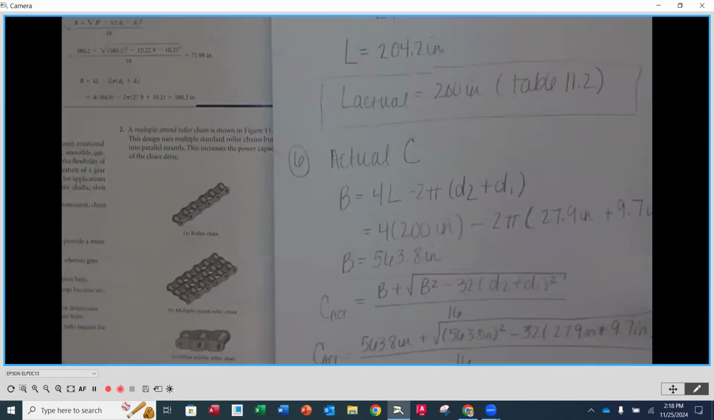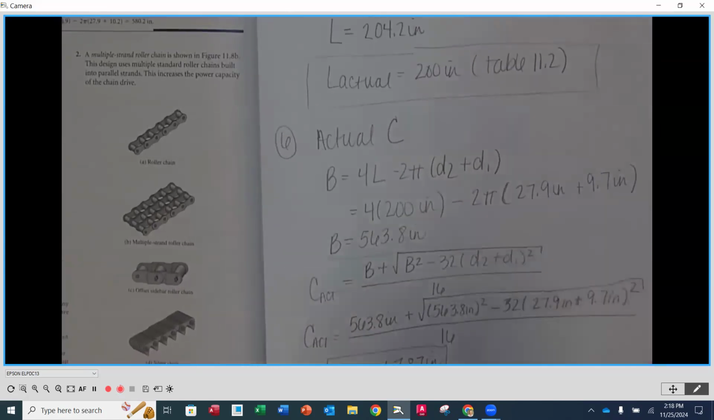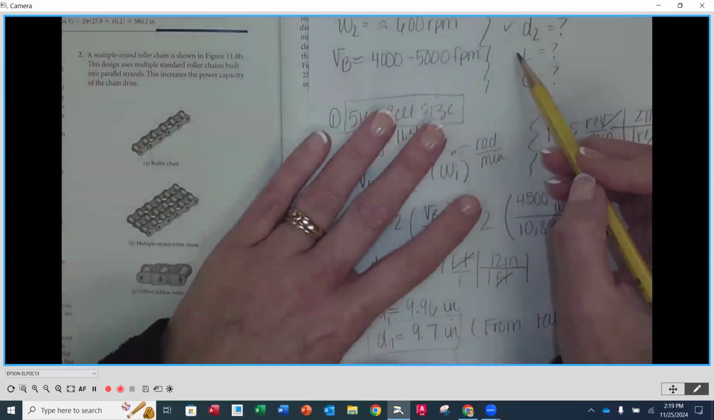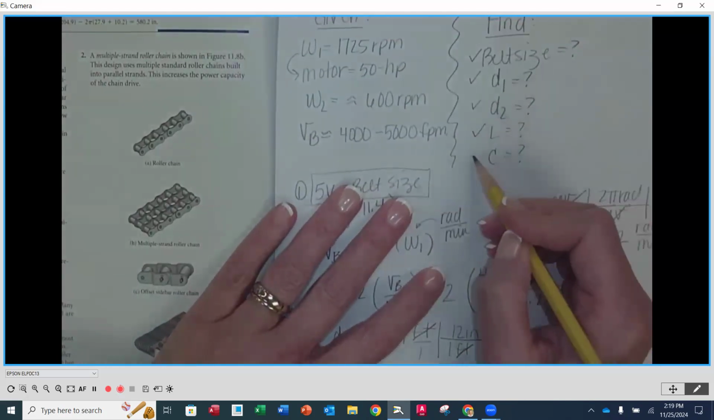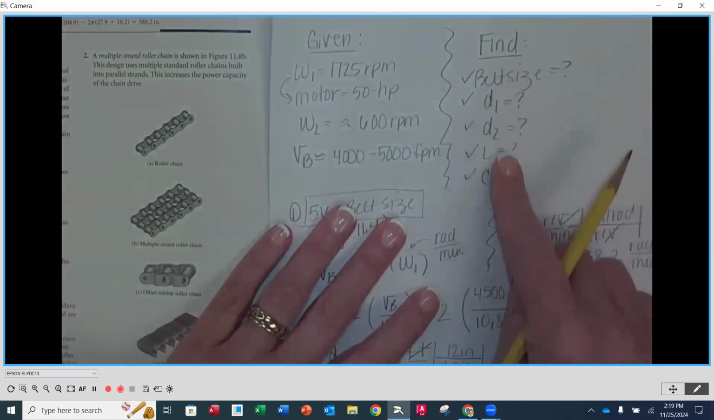All right. So as we look back at our problem, what's the beginning here? Hold on. Did I turn it up? Yeah, good. We just calculated our overall length and our center distance. So we have all of the items here.